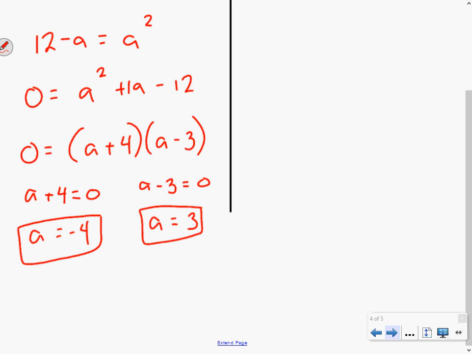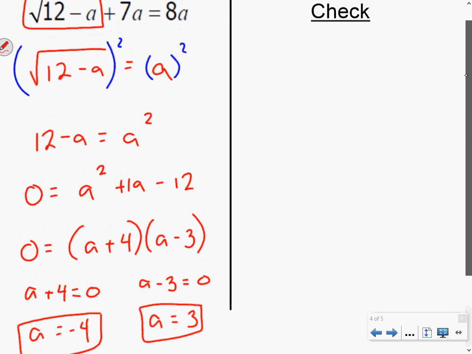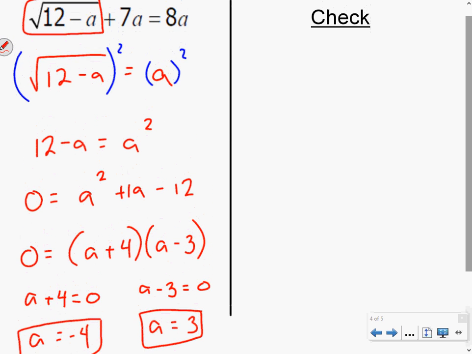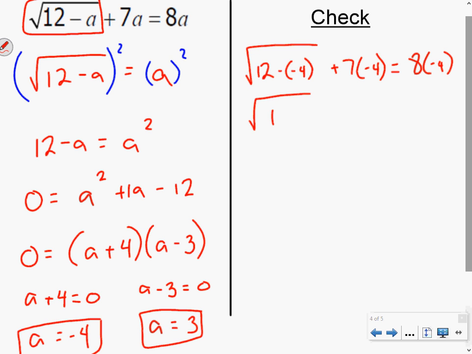Now, we have to check both of these solutions to see if they work. So let's start with the negative 4 here. If I plug in negative 4, I get 12 minus negative 4 plus 7 times negative 4 equals 8 times negative 4. Okay, well, that's going to give me 16 underneath my square root minus 28 equal to negative 32.